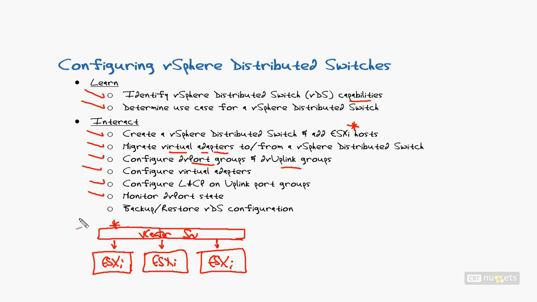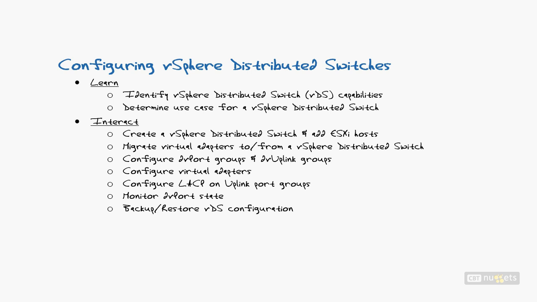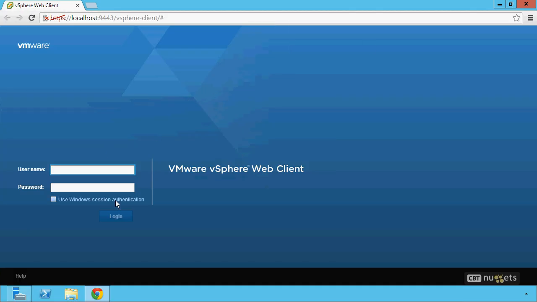We can do some monitoring of DV port state, which is a neat little tool that lets you see the traffic coming in and out of each individual port. And one quick look at the backup and restoration of your vSphere distributed switch. There's one link to export it. There's one link to restore it. So let's take a look now at what we need to build here in our vSphere environment to get these distributed switches up and running.